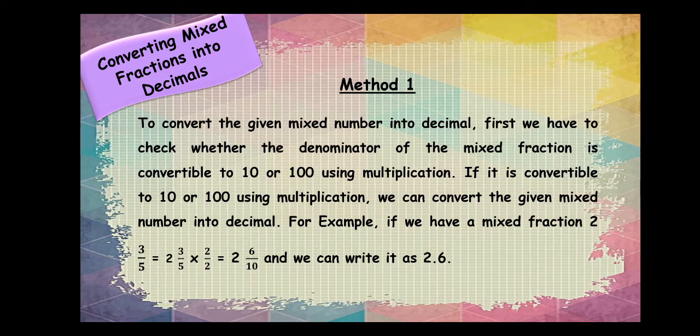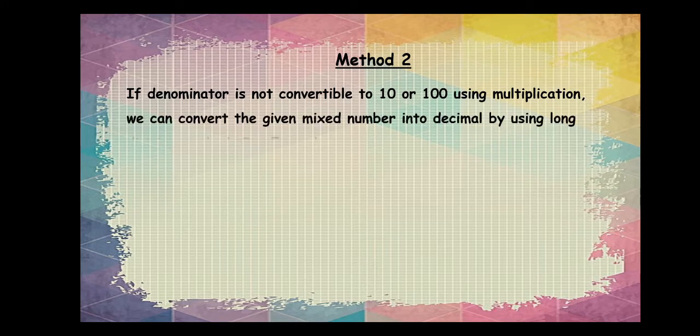2 is the whole number, so we write it as it is, and 6 by 10 will be 0.6, because the divisor is 10, which has one 0. Then we move the decimal point by 1 place to the left side. In method 2, again we check the denominator. If we cannot convert it to 10 or 100, then we use the long division method.